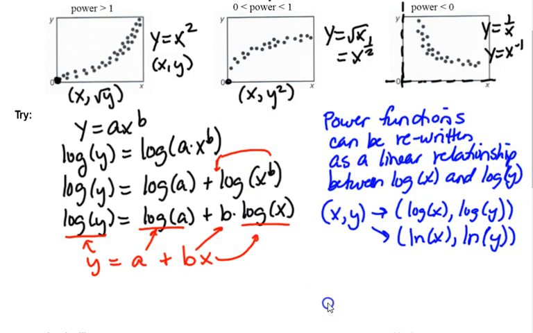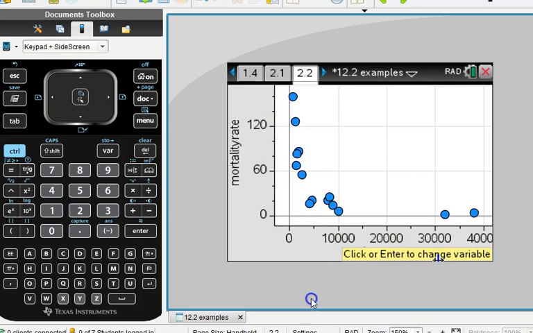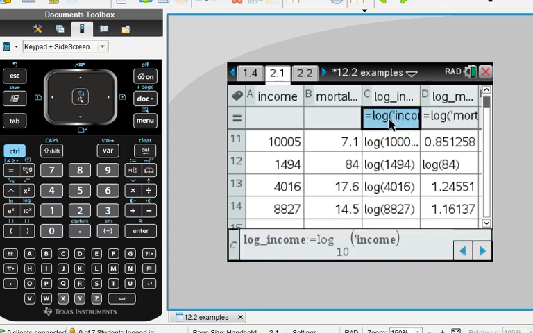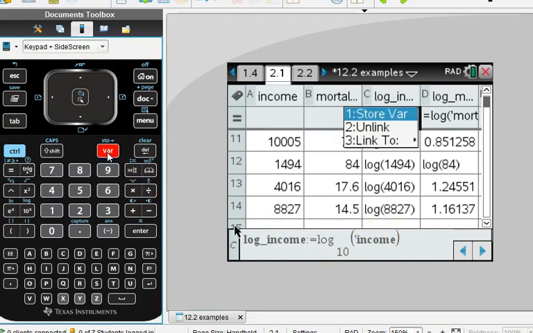So if we go back and look at the data that we had on the calculator here, I had this mortality rate and income. I'm just going to show you that I've already done this on the calculator. What I did is I made two more lists. I called this one log of income, and I called this log of mortality. And on this square right here, I typed equal, and when I type in equal, this part pops up automatically. And then I did log base 10 of income. And I can get this variable income from my list.